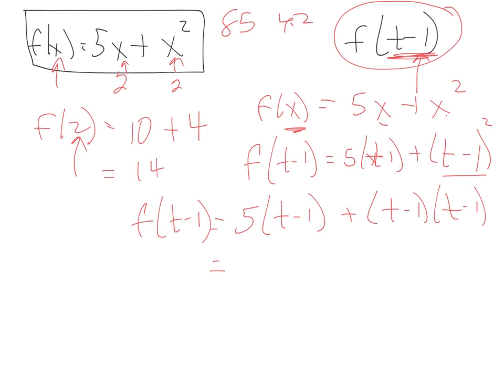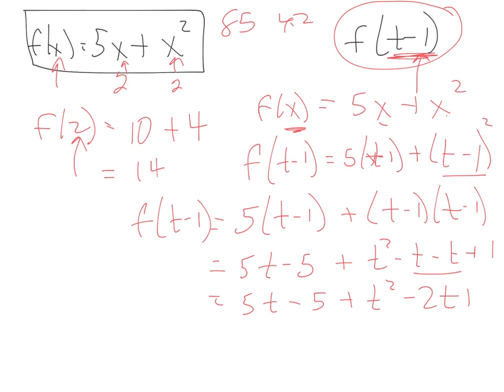And then simplify the stuff on the right side. So it would be 5t minus 5 plus, FOIL this out, t squared minus t minus another t plus 1. Okay, so keep going: 5t minus 5 plus t squared minus 2t plus 1.